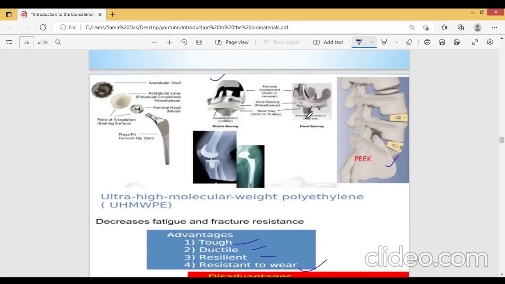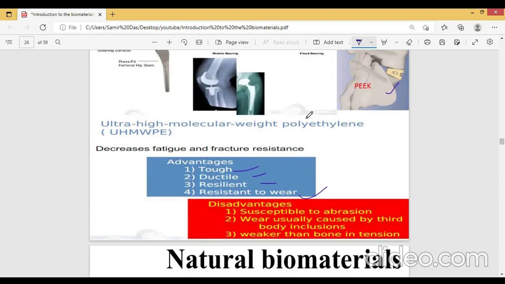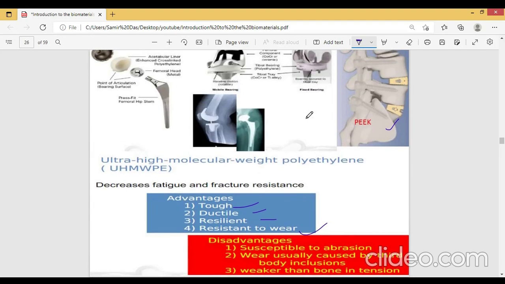That's all for today, and tomorrow we'll go through much more detail of the application of biomaterials based on the problem also.